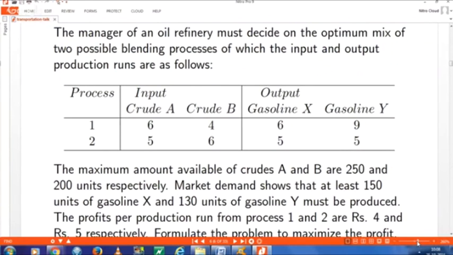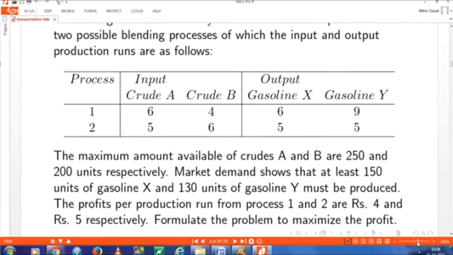Then the profit per production run of processes 1 and 2 is 4 and 5. Now these days, rupee 4 and rupee 5 should be modified; you can assume some other currency instead of rupees.